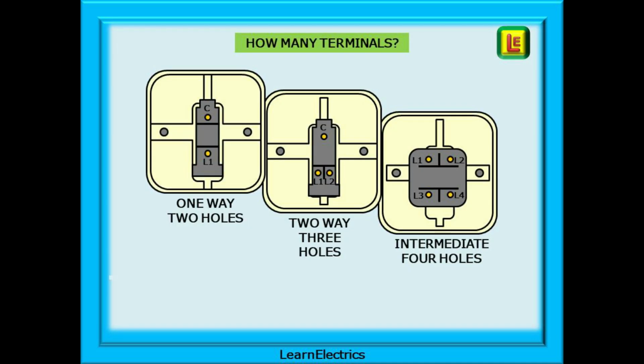Recapping then, in the UK, a one-way switch has 2 holes and controls current flow along one wire. A two-way switch has 3 holes controlling current along 2 wires. And an intermediate switch has 4 holes and works slightly differently.